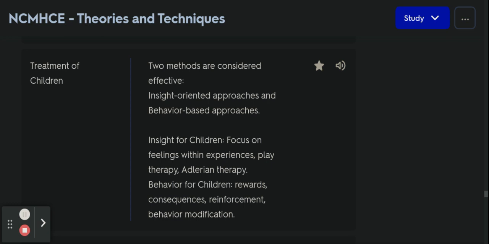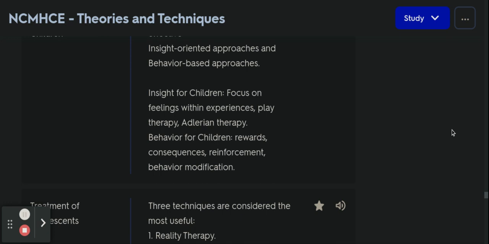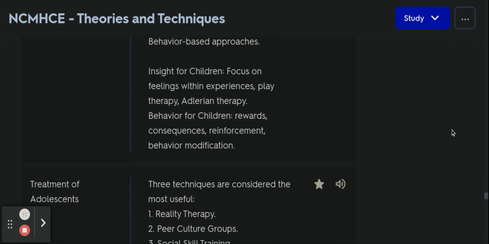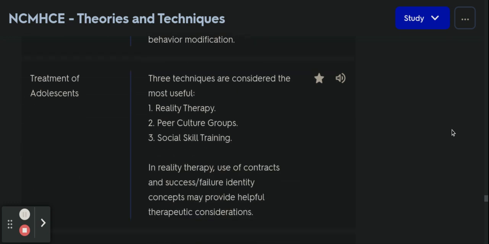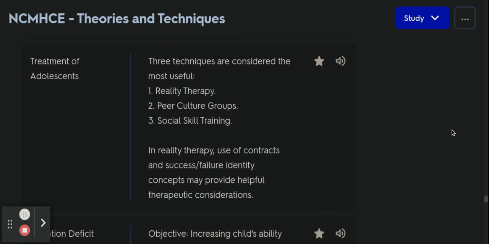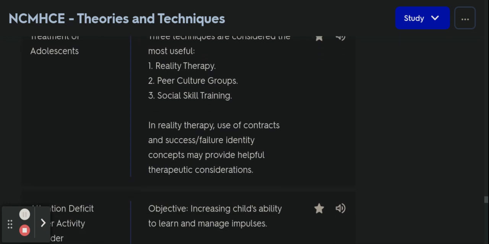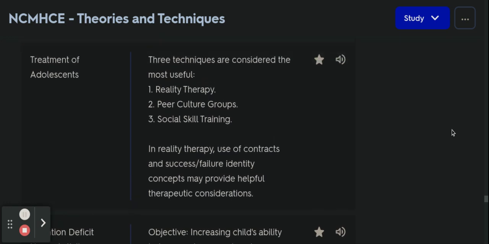Insight for children: the focus is on feelings within experiences. Play therapy, Adlerian therapy. Behavior for children: rewards, consequences, reinforcement, behavior medication. Treatment of adolescents: three techniques are considered the most useful: reality therapy, peer culture groups, social skill training. In reality therapy, use of contracts and success-failure identity concepts may provide helpful therapeutic consideration.